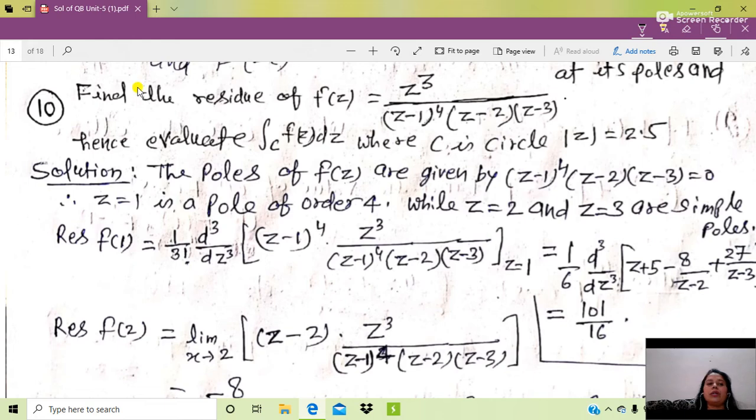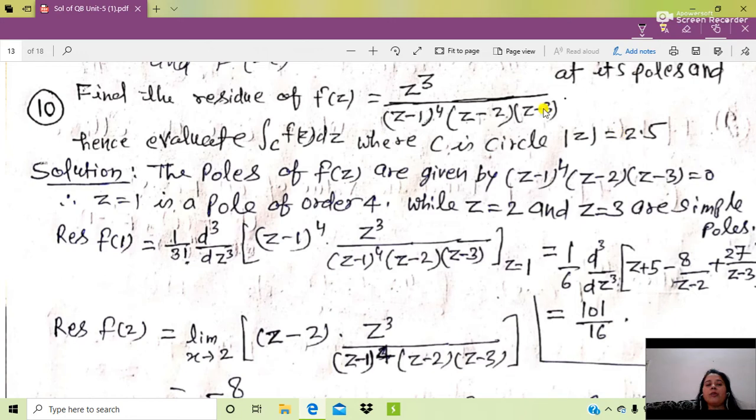So in this question, we have to find the residues of f of z is equal to z cube upon (z minus 1) to the power 4 into (z minus 2) into (z minus 3). Next, we have to evaluate the integration of f(z) dz along the curve C, where C is the circle mod z is equal to 2.5. So since the circle is mod z is equal to 2.5, that is x square plus y square is equal to 2.5 whole square, which is a circle whose center is (0, 0) and radius is 2.5.